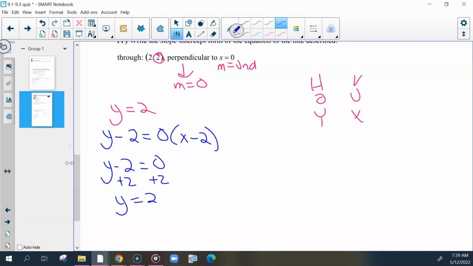Now notice that if this says y, this process would be different. You would not do this at all. You would just have to do this part and know this part.